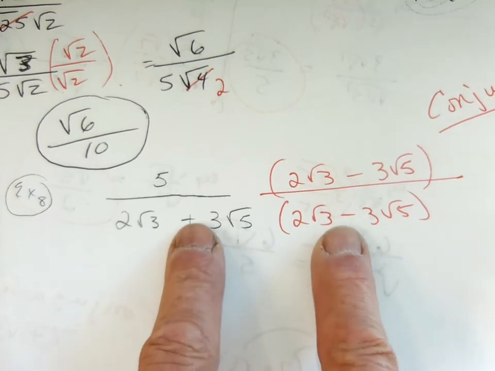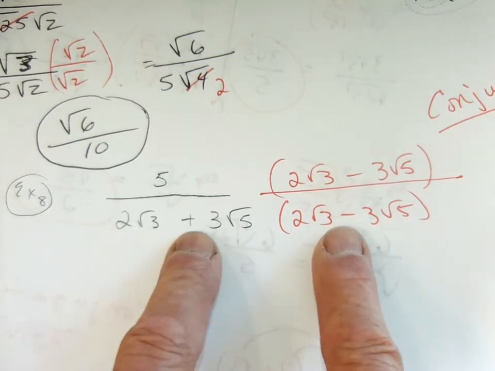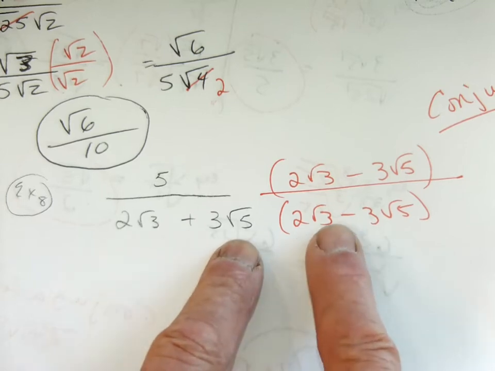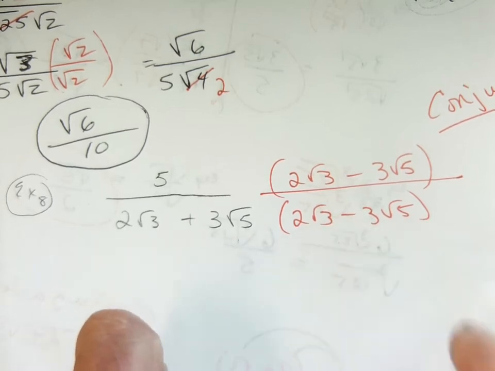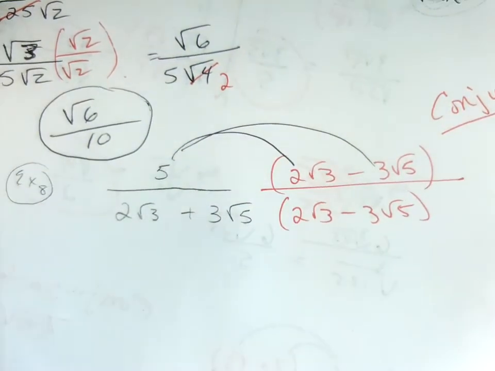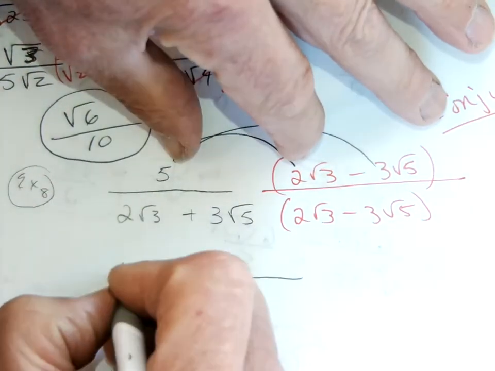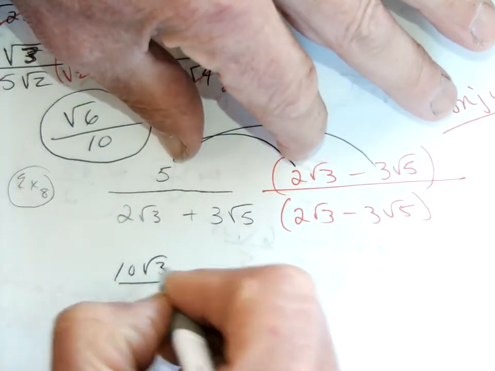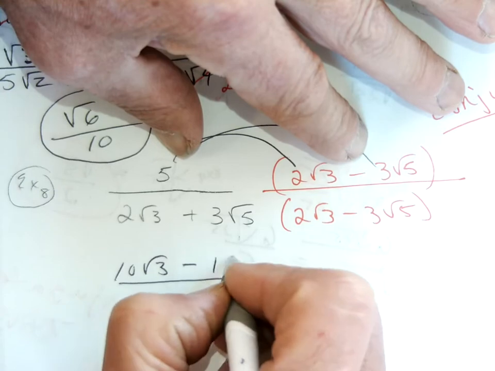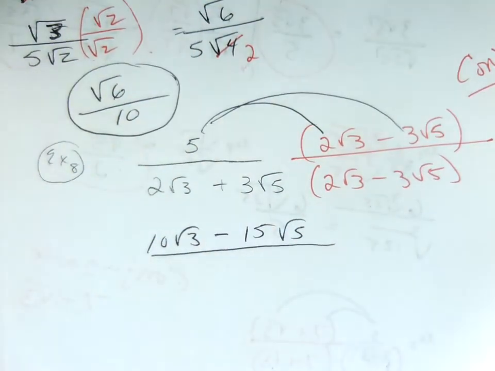So I did the conjugate. I did the opposite: 2 square roots of 3 plus 3 square roots of 5. How's that going to help? Well, let's distribute this. This times this times this. And on the numerator, or the top part of the fraction, we get 10 square roots of 3 minus 15 square roots of 5. Okay, so far so good.